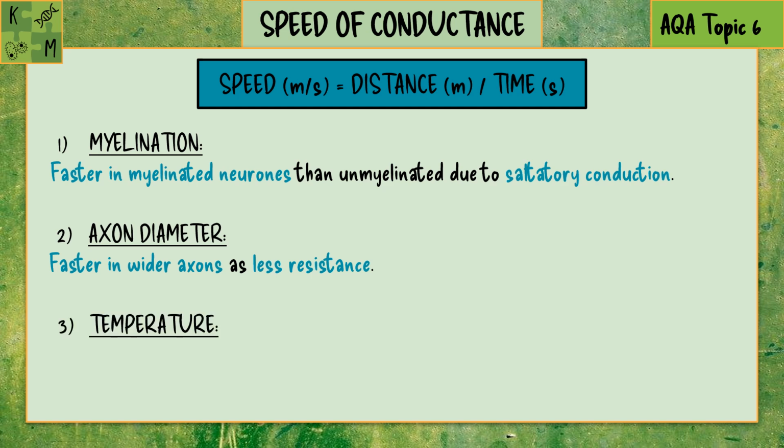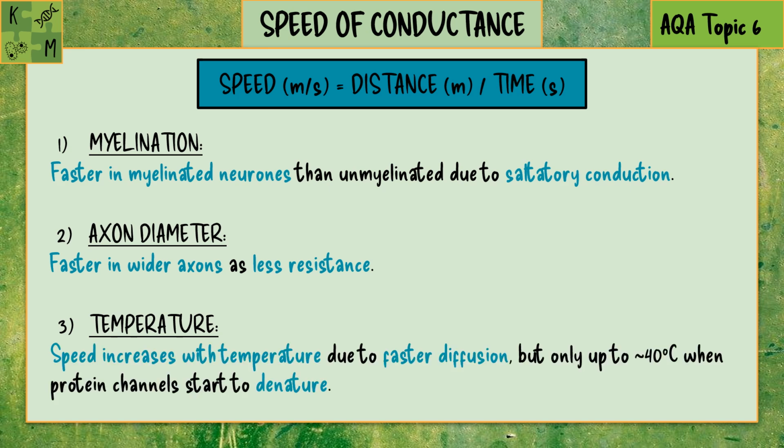An increase in temperature enables faster diffusion of the ions. However, this only applies up to around 40 degrees C, as beyond this the protein channels will start to denature.